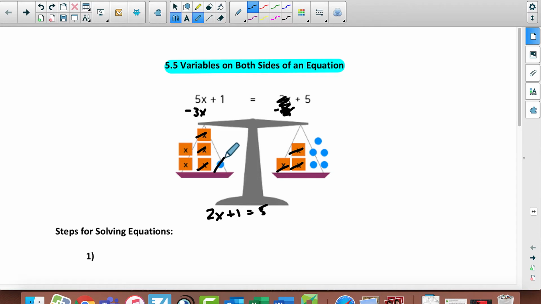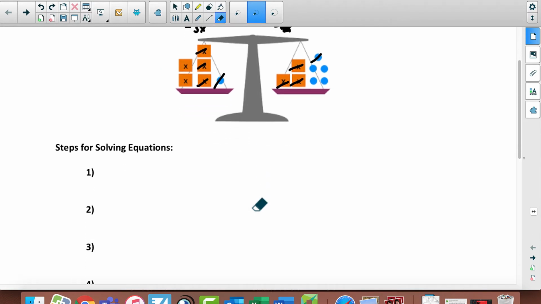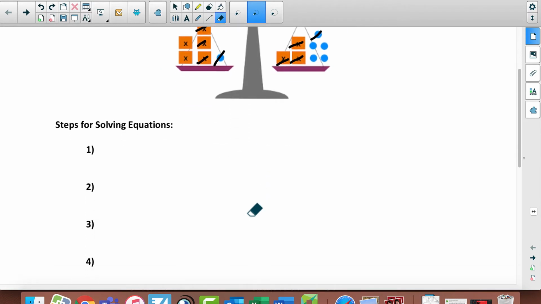Then you could take away your blue one from each side, so minus 1, minus 1. Now you have 2x = 4, and then you divide by 2. Alright, that's the idea. So, that gives you a sense. I'll give you a little more details as we go through some questions.